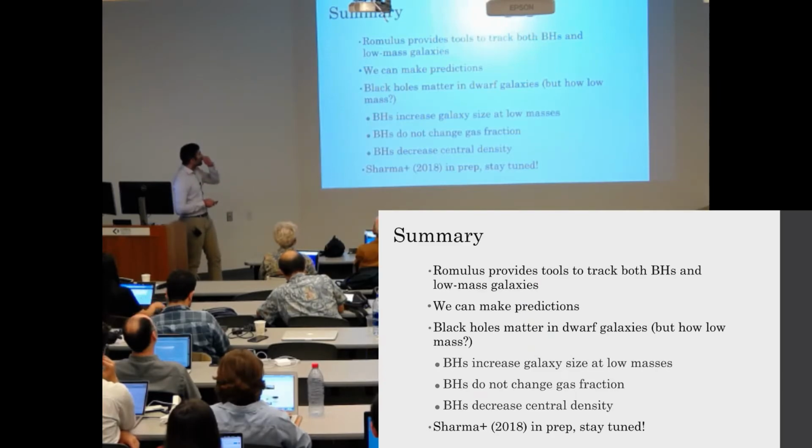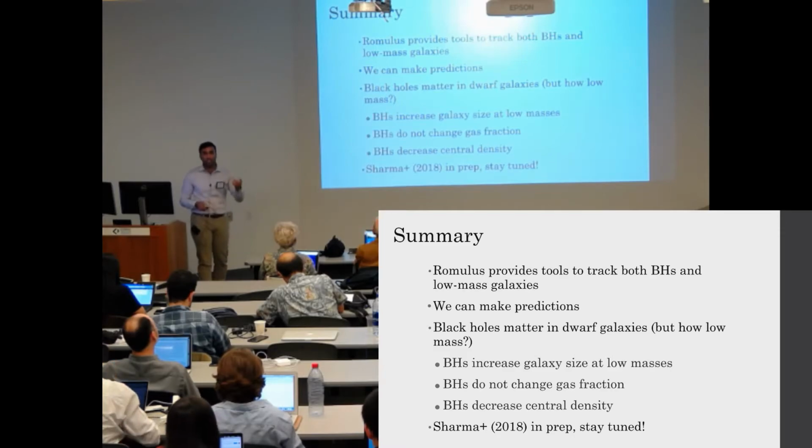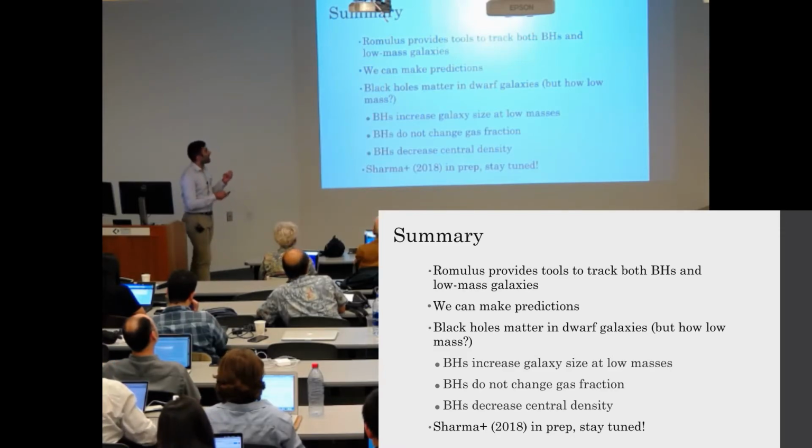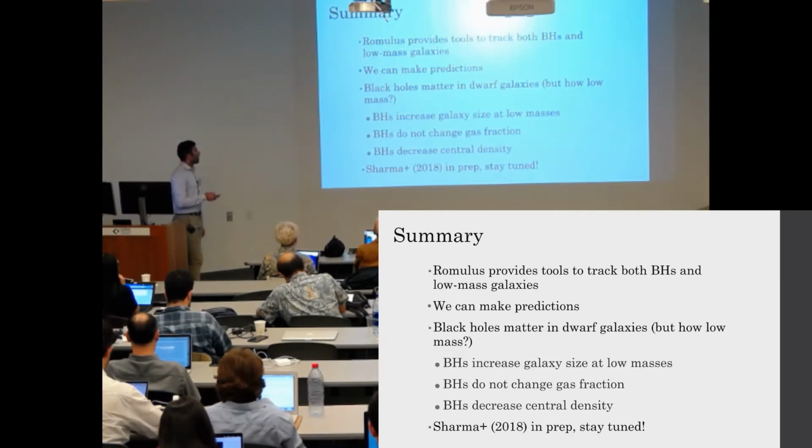And so to summarize, Romulus is uniquely capable of tracking both black holes because of our seeding mechanism. We're able to track them as soon as they're seeded, and also track low-mass galaxies because of our high resolution. And Romulus, in this way, is capable of making predictions.